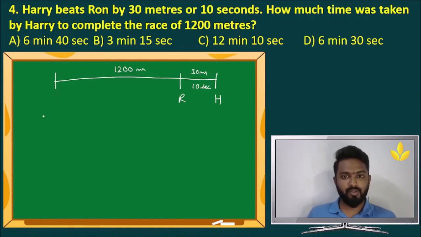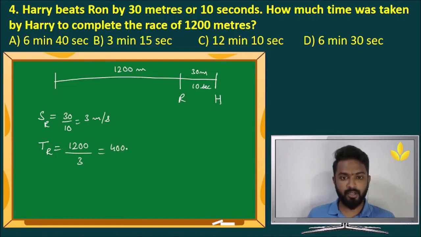Okay, so let's find the speed. 30 meters in 10 seconds. That is nothing but 30 by 10, that is equal to 3 meter per second. Now, whose speed is this? That is the question. This speed is Ron's speed, because Ron takes 10 seconds to cover these 30 meters. Harry is already done with the race. We don't care. So this is Ron's speed. So the time taken by Ron equals, time is nothing but distance by speed. Distance is 1200 divided by speed is 3. That is equal to 400 seconds.